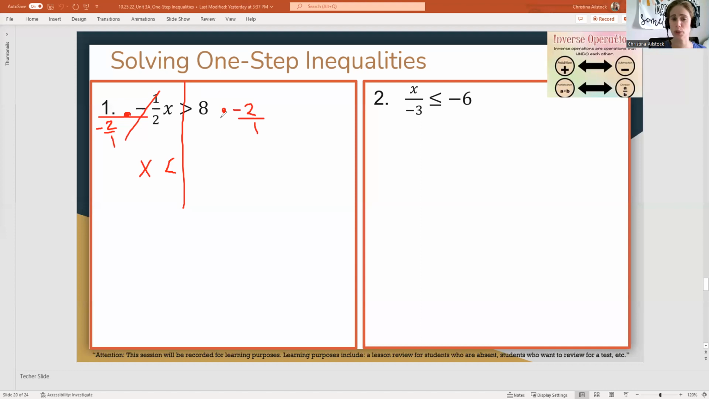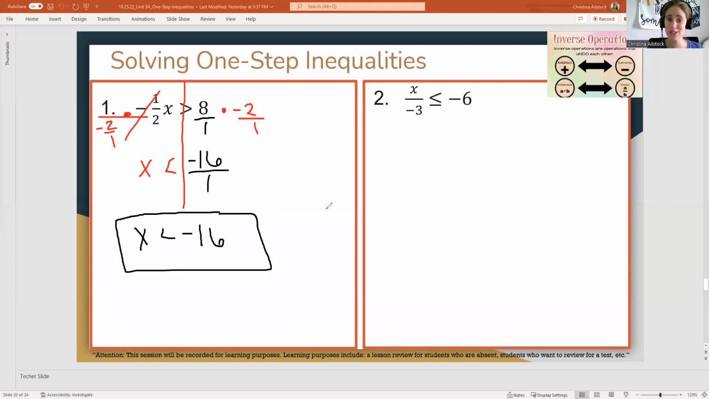Now we can do our multiplication. We have 8 times negative 2 over 1. So 8 over 1, so they're both fractions, and then we multiply straight across. 8 times negative 2 is negative 16. 1 times 1 is 1. And I can just rewrite that as x is less than negative 16.